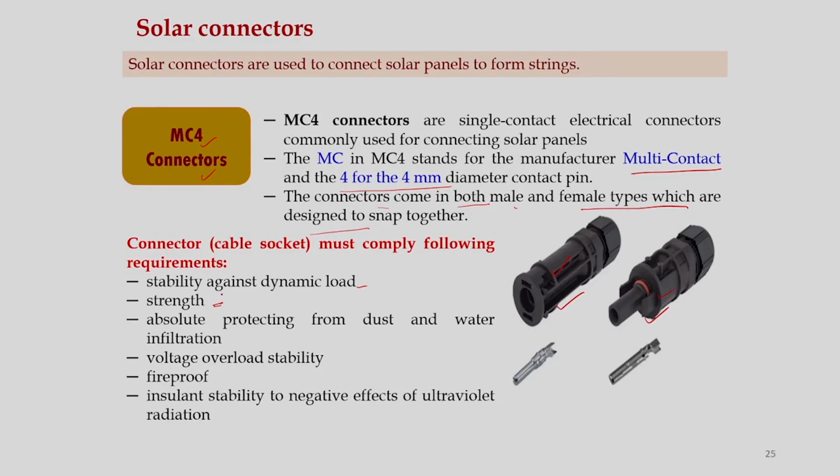Then strength, it should have some kind of strength, and absolute protection from dust and water infiltration. Water and dust should not enter the connector, and voltage overload stability is also one important factor. Then fireproof, it should not catch fire immediately. And insulation stability against the negative effect of ultraviolet radiation. So, these are the requirements of a connector, and these requirements should be fulfilled.